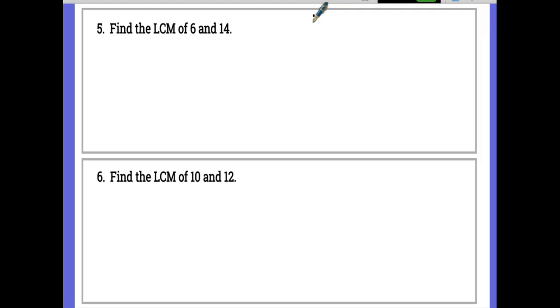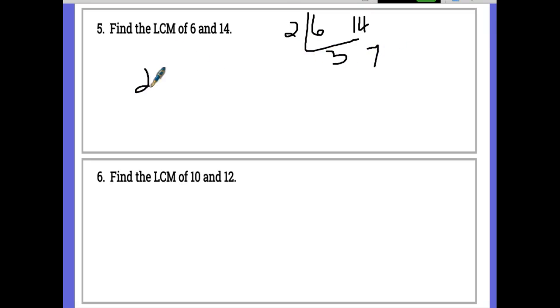Okay, so let's check and see how you did. I've got 6 and 14. So I know I can use a 2. 2 times 3 is 6. 2 times 7 is 14. Get out of there. And there's no other number that I can pull out.